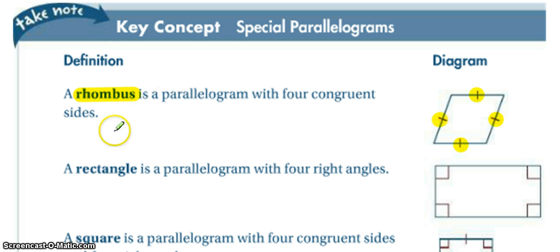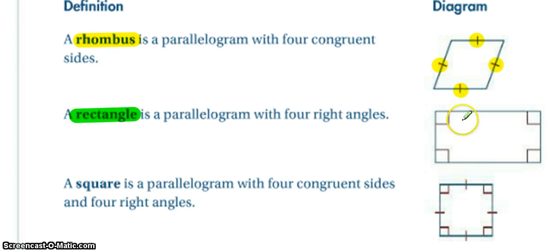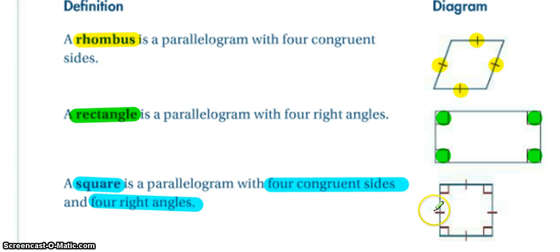So let's keep going. The next parallelogram we're going to look at is a rectangle, where the classification of a rectangle is to have four right angles. We do not have to have all four sides congruent, because once we have four right angles and all four sides congruent, that makes us a square. So we have four congruent sides and four right angles. It is essentially a rectangle and a rhombus at the same time.